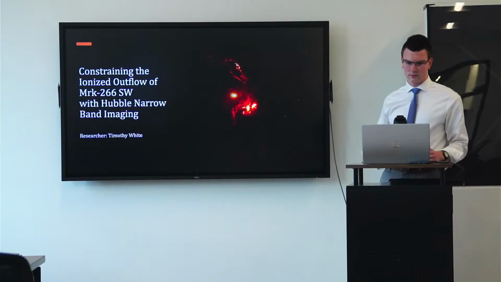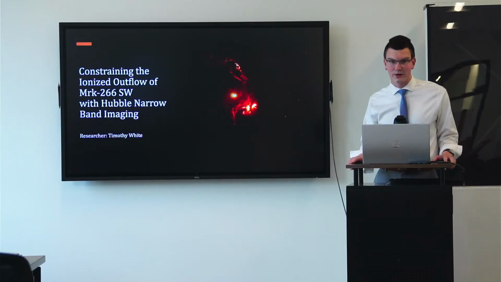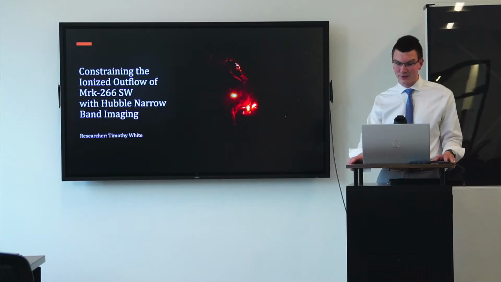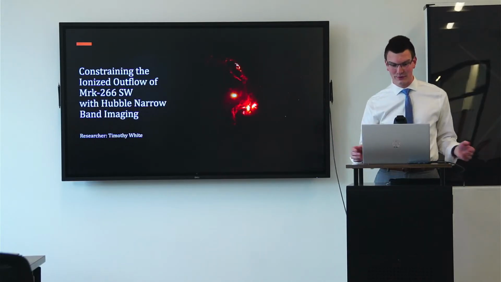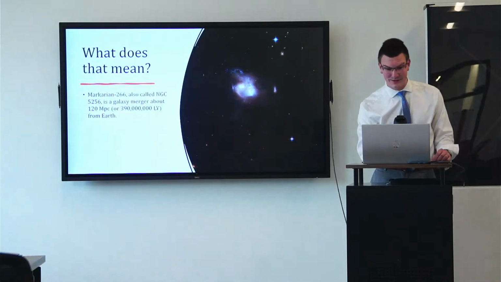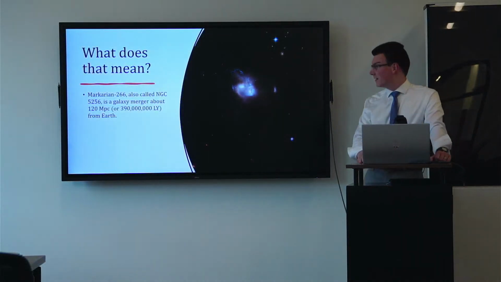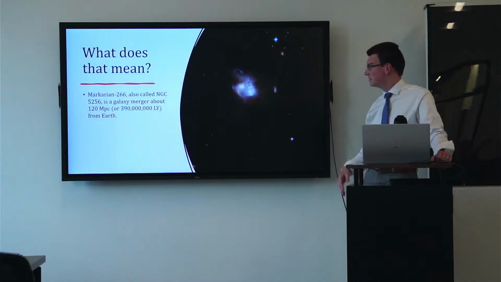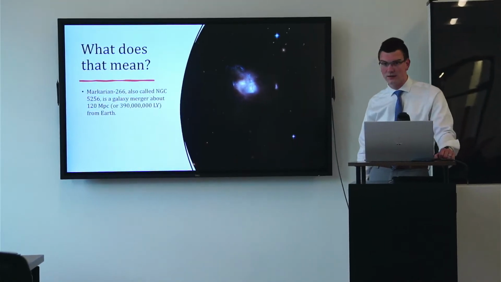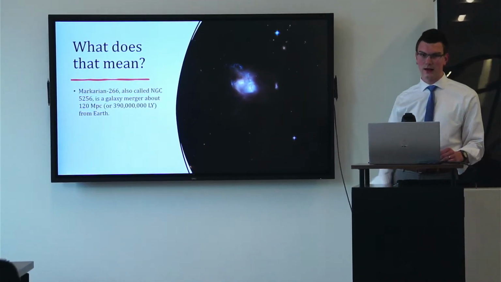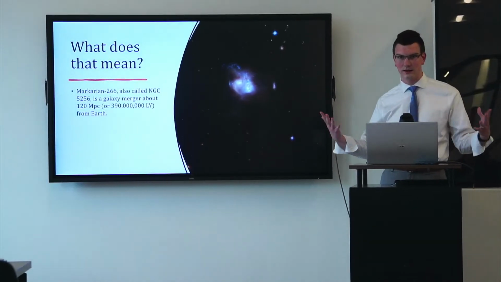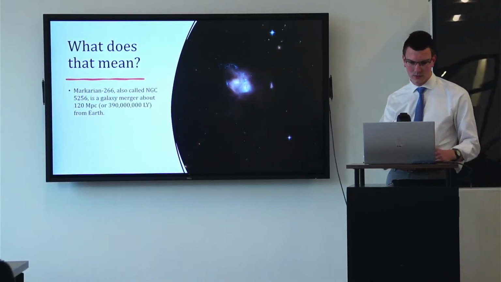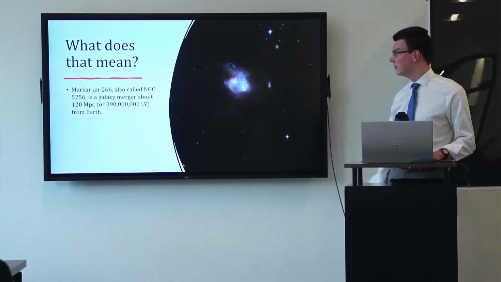The title is Constraining the Ionized Outflow of Markarian 266 Southwest with Hubble Narrowband Imaging. You may be thinking, what on earth does that mean? So let's talk about it. Starting broadly, Markarian 266, also called NGC 5256, is a galaxy merger, which means it's two galaxies actively colliding with each other. And it's about 390 million light years from Earth.